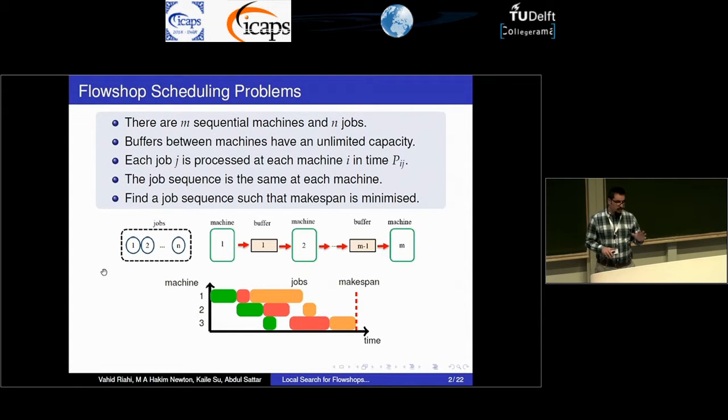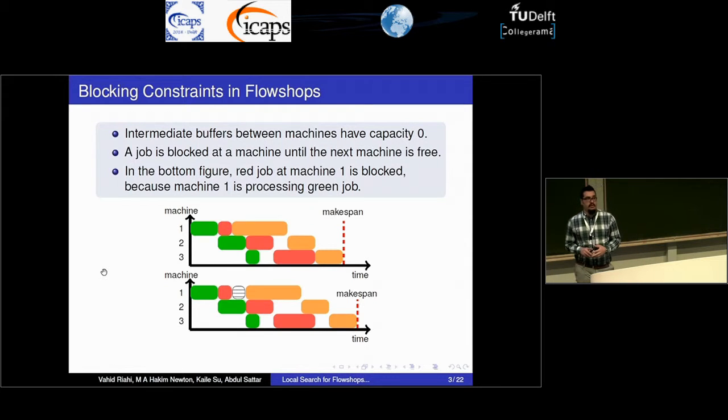In the flowshop, the space between each machine is unlimited. But there are problems inspired by real applications. A number of constraints are considered for the flowshop, and one of them is blocking. Blocking says that the buffer between each machine is 0, for many reasons.